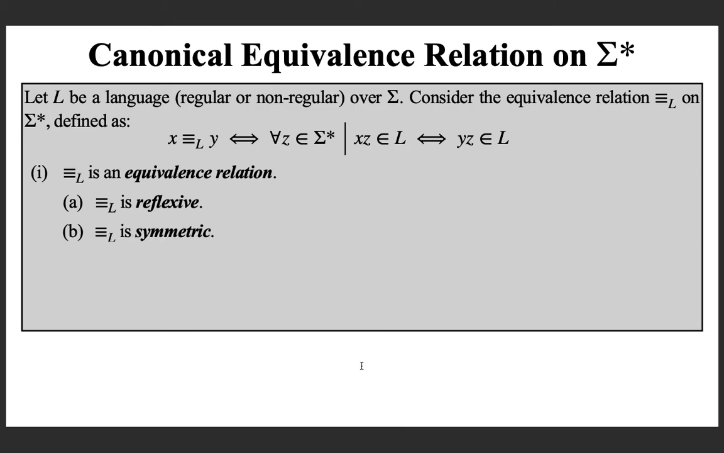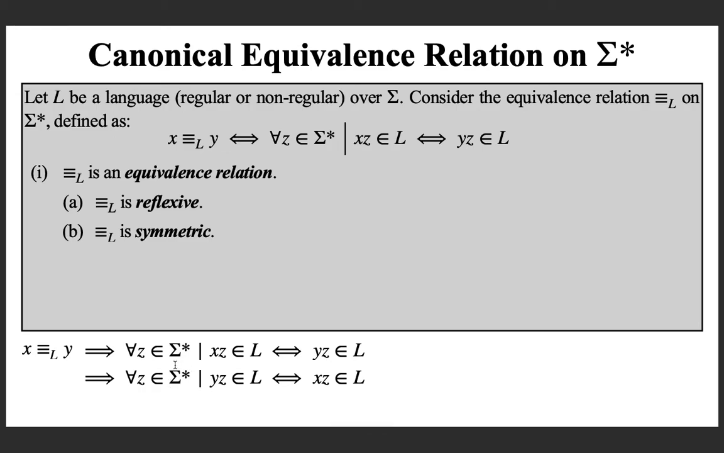Second, it is symmetric. Why is it so? Assume that x is related to y. Then by this definition, you can say that for all z, xz is in the language if and only if yz is in the language. Now you can rewrite this as for all strings z, yz is in the language if and only if xz is in the language. I am just changing the order in which I am writing this, since equivalence is a symmetric relation. And semantically you can see that this is okay. Then by this definition you can say that y is related to x. So whenever x is related to y, y is related to x, and hence it is symmetric.